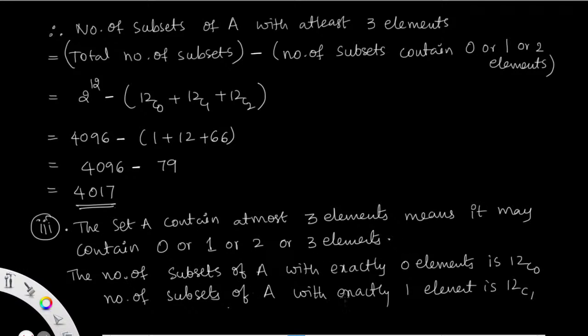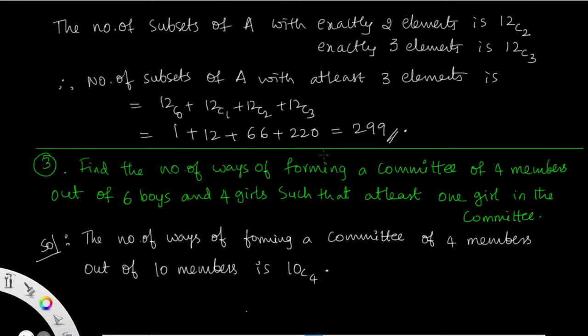So the number of subsets of A with exactly 0 elements is 12C0, exactly 1 element is 12C1, exactly 2 elements is 12C2, and exactly 3 elements is 12C3. Therefore, the number of subsets of A with at most 3 elements is 12C0 plus 12C1 plus 12C2 plus 12C3. Then you get 299. This is the value for the number of subsets containing at most 3 elements.